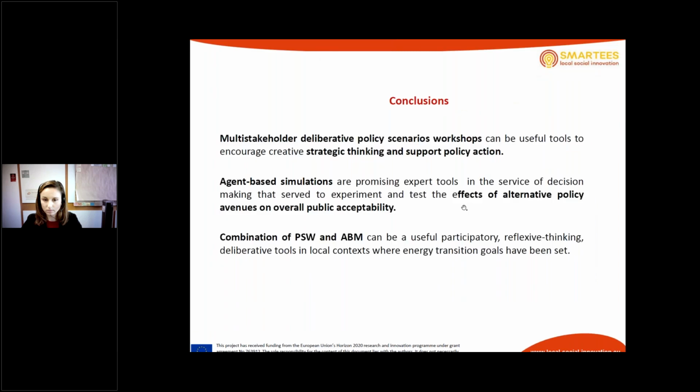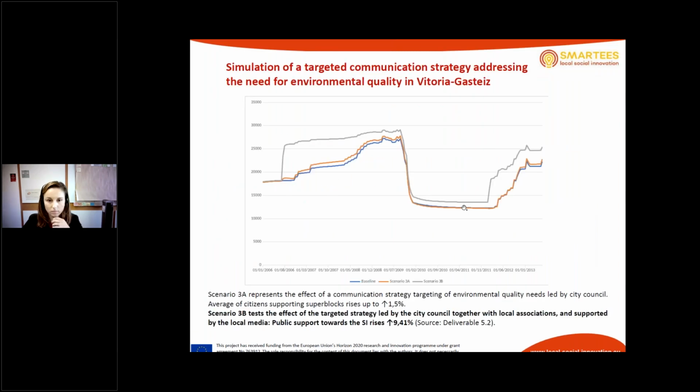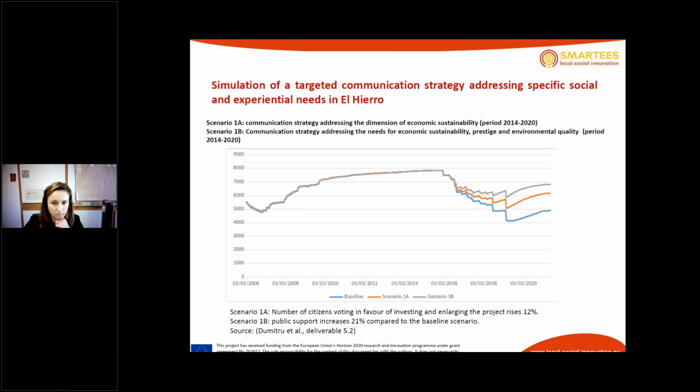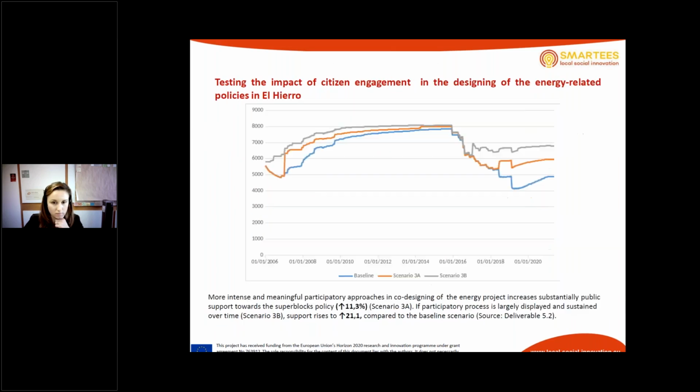I think it is slide 13, or no, the one before, the first one, I think. Okay. Exactly, this one. Yes, exactly.